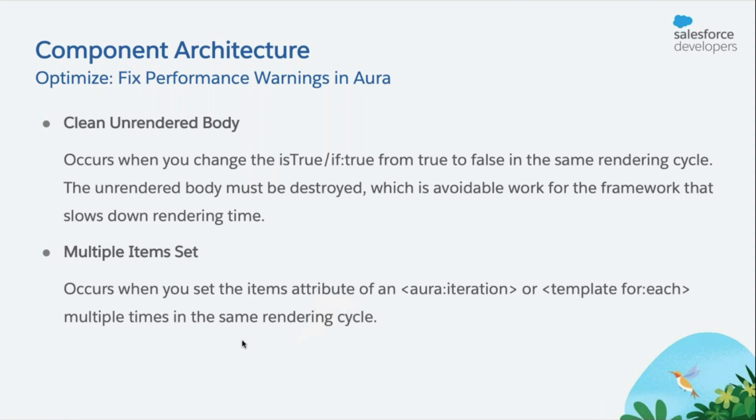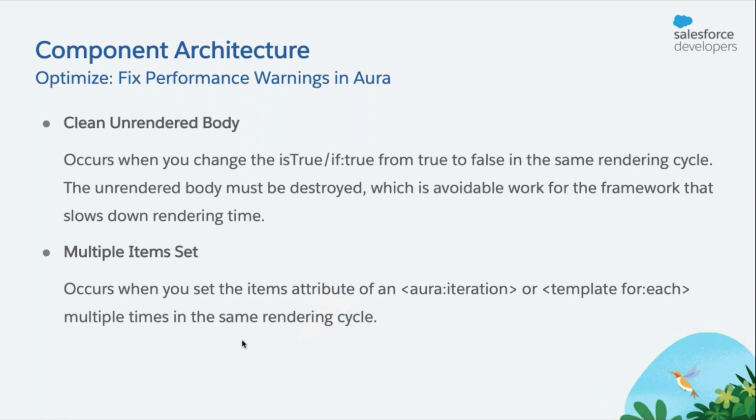So this happens, let's say you have created a conditional rendering. You're setting it to true, and then to false in the same cycle. That means maybe you have your init handler in which you are initially assigning it to true, and then you do some operations and then you decide, okay, I want to make this false. So that kind of a thing. So changing it from true to false in the same rendering cycle gives this warning.